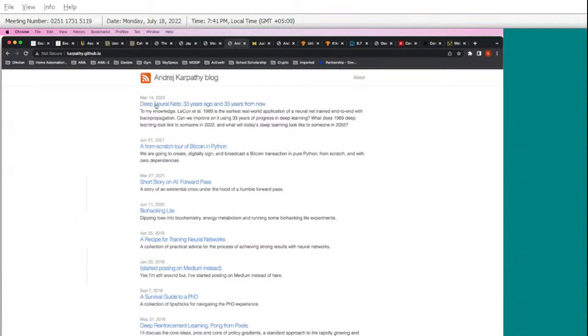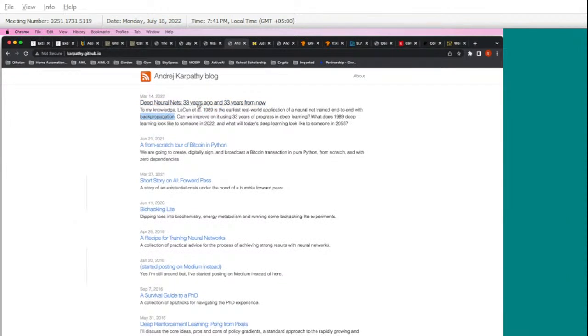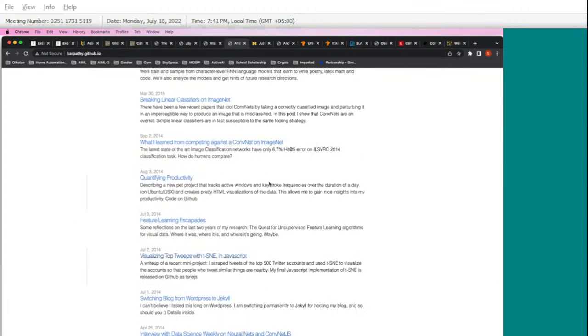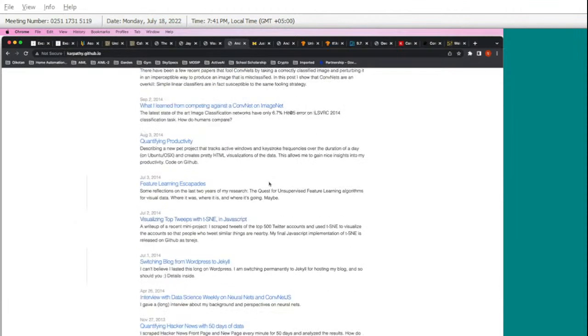So look at this code. Deep neural network 33 years ago in 1989. Yann LeCun did an end-to-end neural network with backpropagation. He reconstructed the same paper recently and gave his take. So you can look at how people are doing it. This guy has implemented some really complicated algorithms in JavaScript.